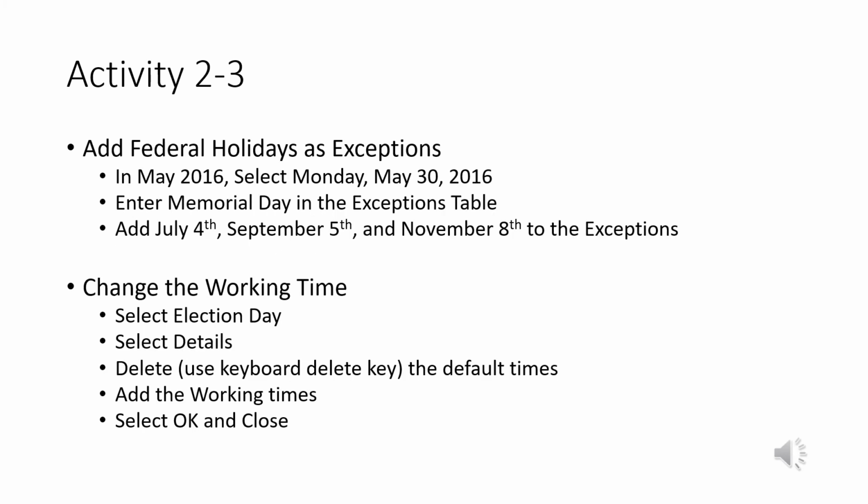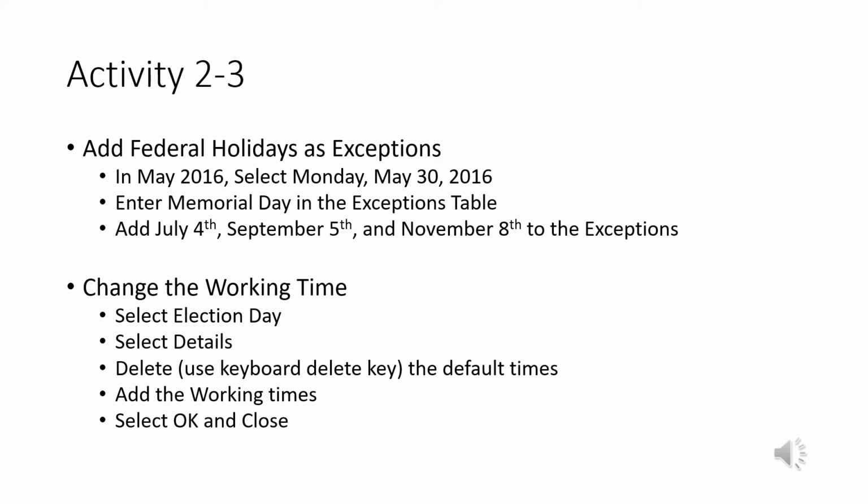So then we want to add some federal holidays and some exceptions. So we look at May 2016. We select May 30th, 2016 as a day. We add that in the exceptions table. We're going to add Independence Day, Labor Day, and Election Day to the exceptions. And then we're going to focus in on the election day.